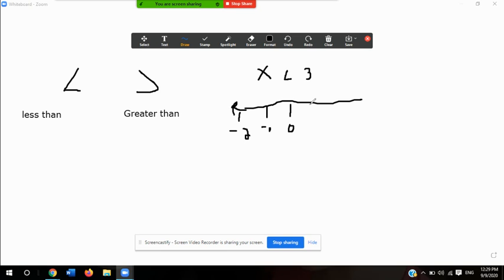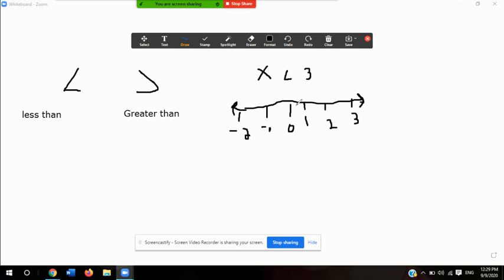And here on the right side, all the terms are positive. So this would be 1, positive 2, positive 3. And again, it extends infinitely to the right, meaning it extends to positive infinity.